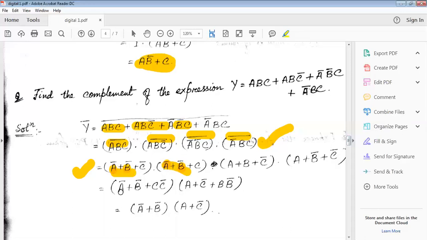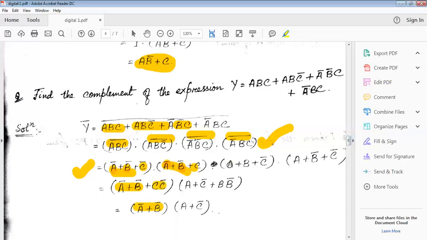So from the distributive property, a plus bc equals (a plus b) into (a plus c), or from absorption, (a plus b) into (a plus c) equals a plus bc. So if a bar plus b bar is a single component, plus b bar into c, c bar is equal to 0. So it becomes a bar plus b bar.